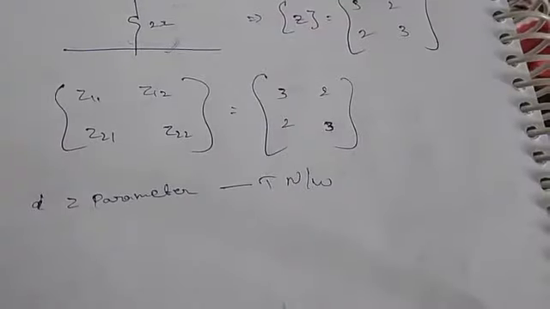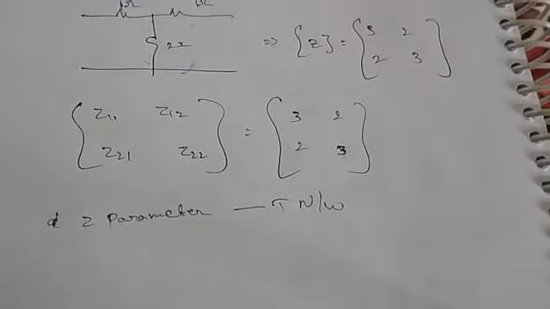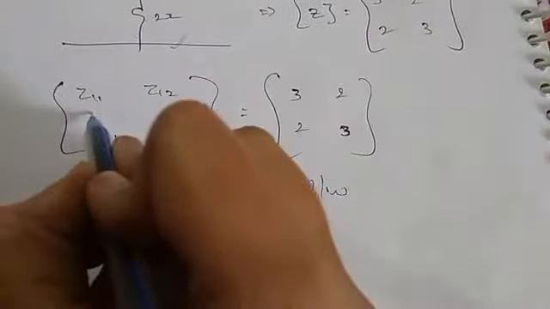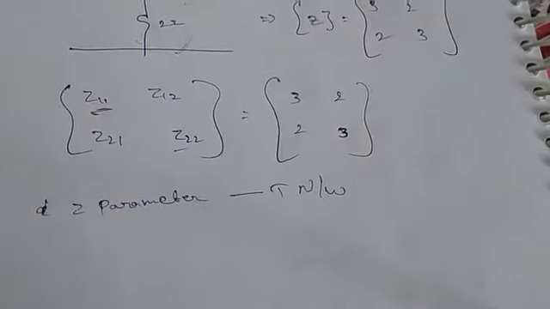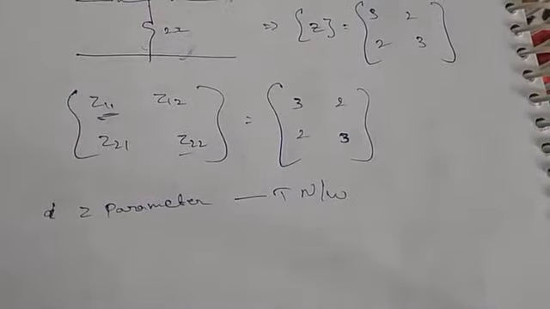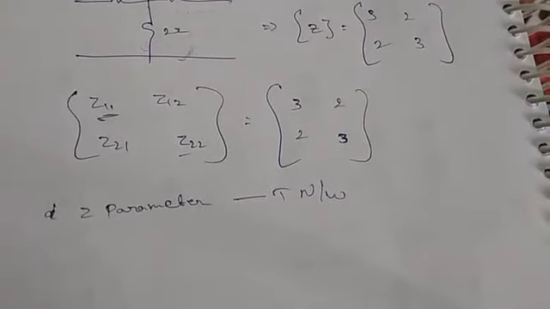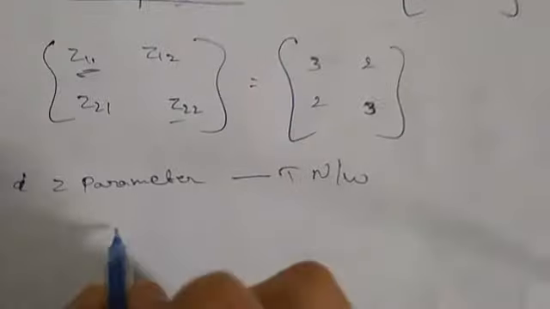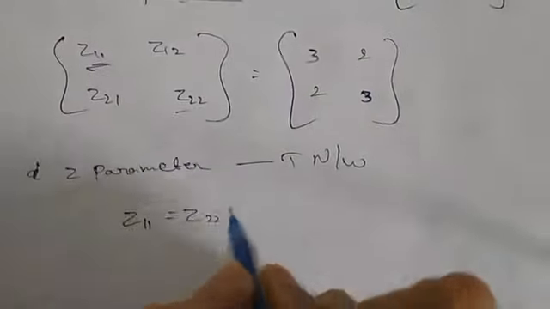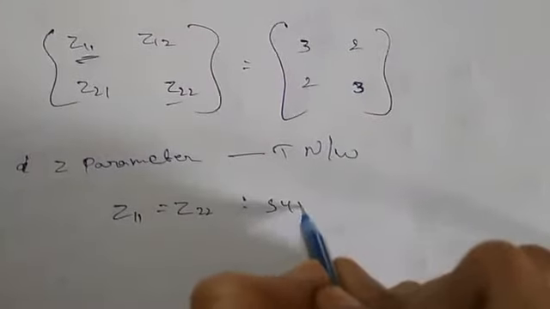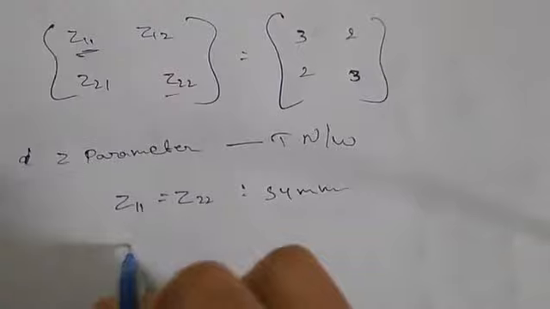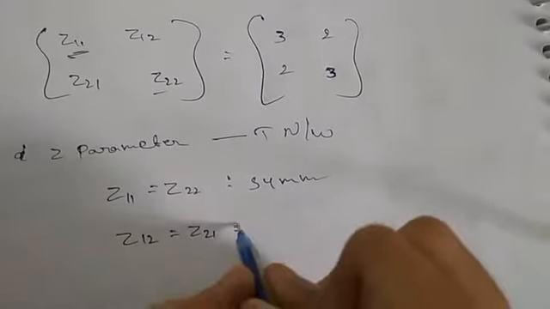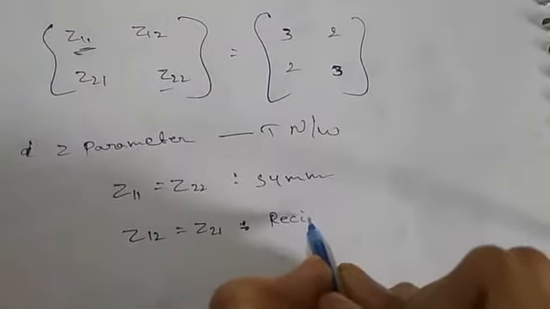Remember the concepts of symmetricity and reciprocity. Whatever the elements, your Z11, Z22, Z21 and Z12 give the conditions for reciprocity and symmetricity. Simply, when Z11 equals Z22, the system is symmetrical. Similarly, when Z12 equals Z21, we can say the system is reciprocal.